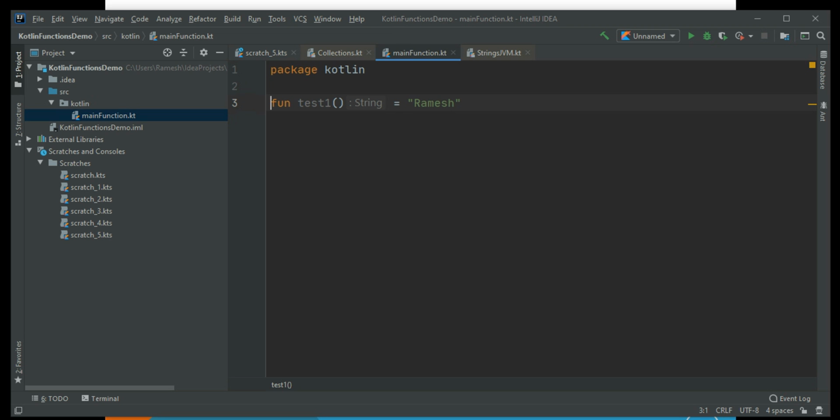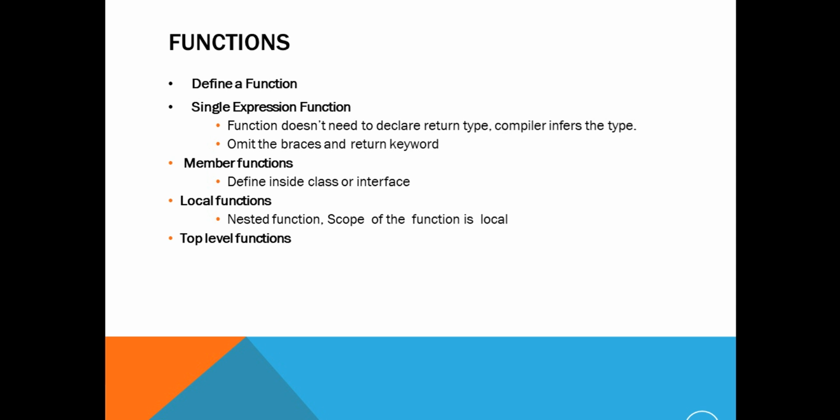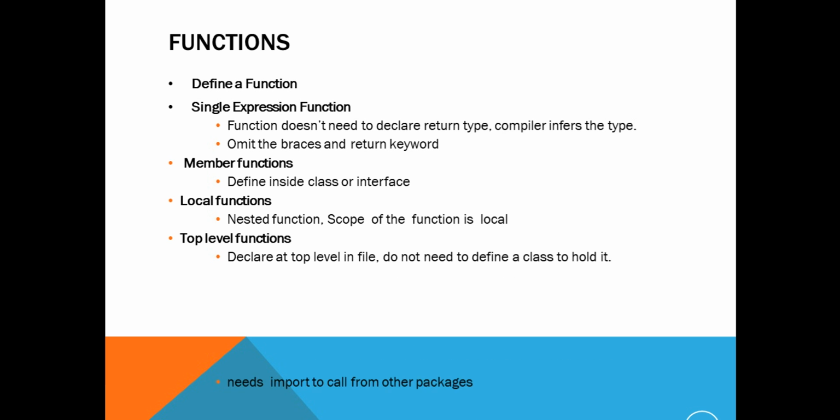Kotlin creates it as a static function of a class. Kotlin creates the static function in a class named with the file name plus Kt, but when we call this, we don't need to qualify the class name. The function can be called directly. So these are called top level functions: declared at top level in a file, no need to define a class to hold them, and we need to import them to call a function from other packages.